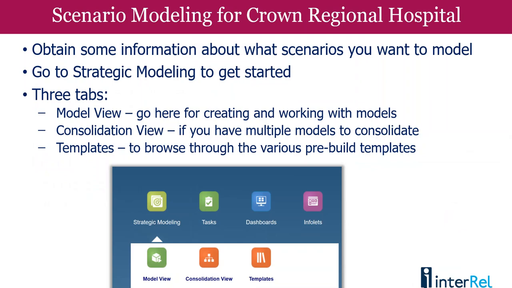Once you've enabled strategic modeling, click on the card and you'll see three options: Model View, Consolidated View, and Templates. Model View is where you go to create a model or work on models. Consolidation View is where you go to create and manage consolidations, parent models that roll up child models. We'll look at that in a bit more depth later. And then Templates is where you can go browse through the pre-built industry templates. One nice thing about this is you can preview the account structures and calculations in advance.